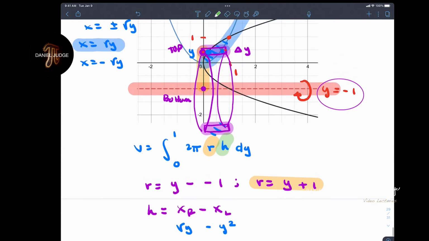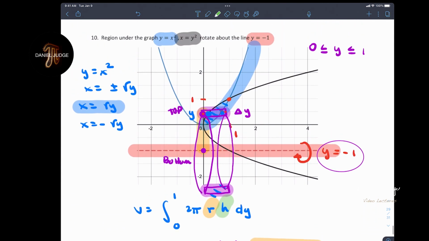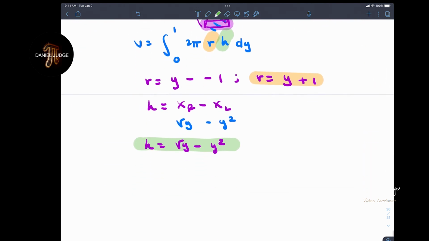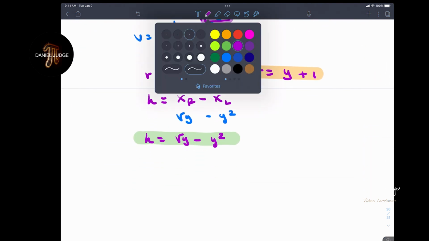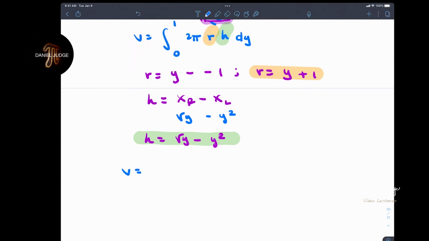So it always comes down to getting these distances here, left and right, top and bottom, finding really how to measure. So I plug all this in my integral. 0 to 1, 2 pi. Radius is y plus 1. The height is square root of y minus y squared. And this is dy.